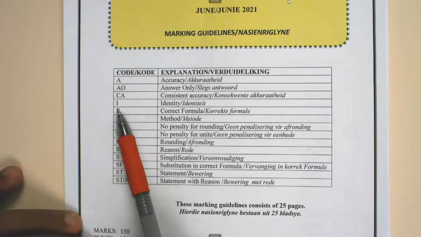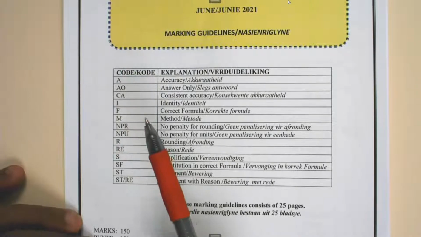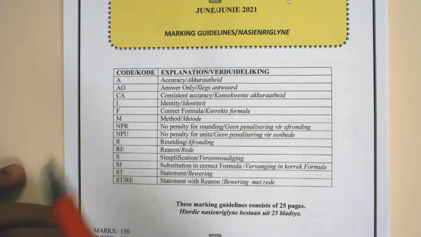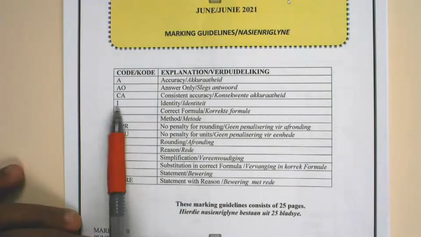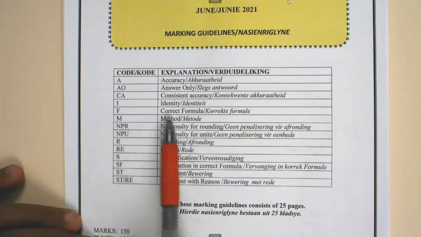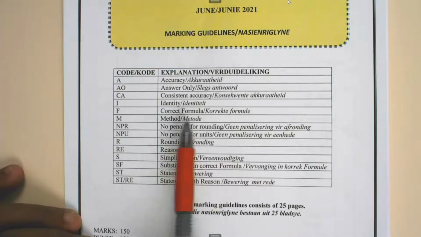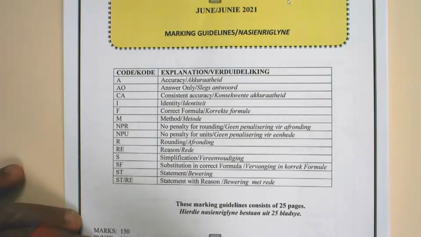And then I is for identity. Identity, for instance, tangent is sine over cos. Where you see the identity of tangent, sine over cos, allocated a mark, it will be indicated by I, which means it is an identity. And then F is for correct formula. And then M, which is the method mark. Method mark is what the learner did in getting the answer.